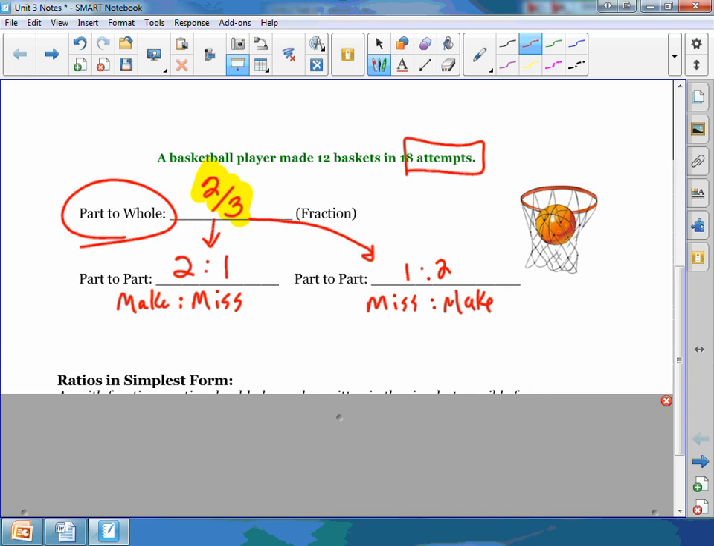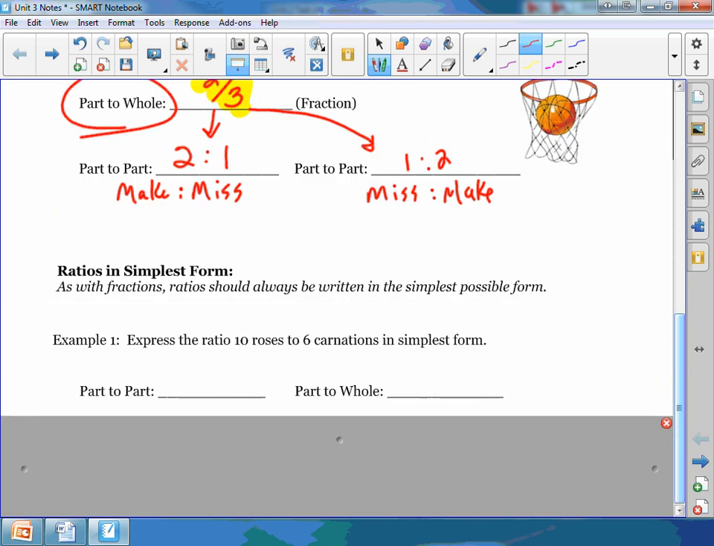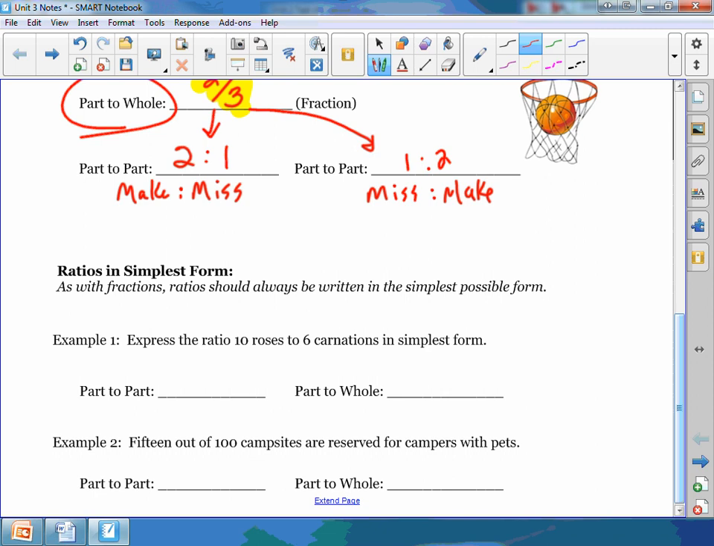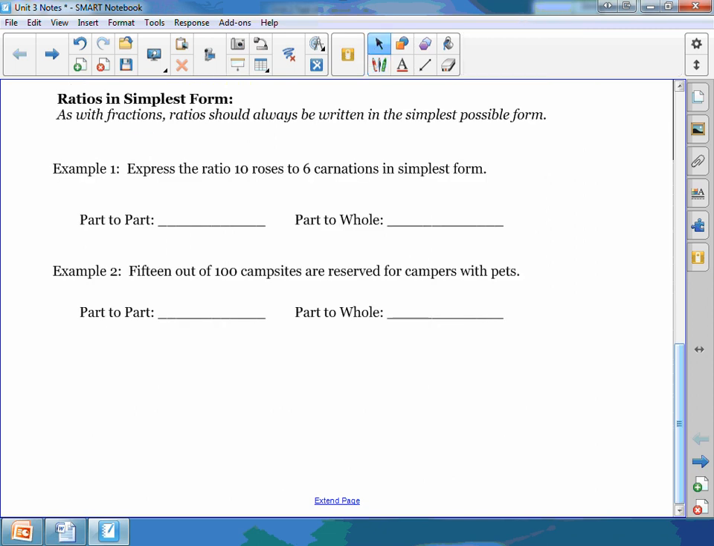Great. Okay? So let's try a couple of examples here. You guys can just do this here. So example 1, ratio 10 roses to 6 carnations. Number 2, 15 out of 100 campsites are reserved for campers with pets. So read them carefully. See if you can determine what they're asking.